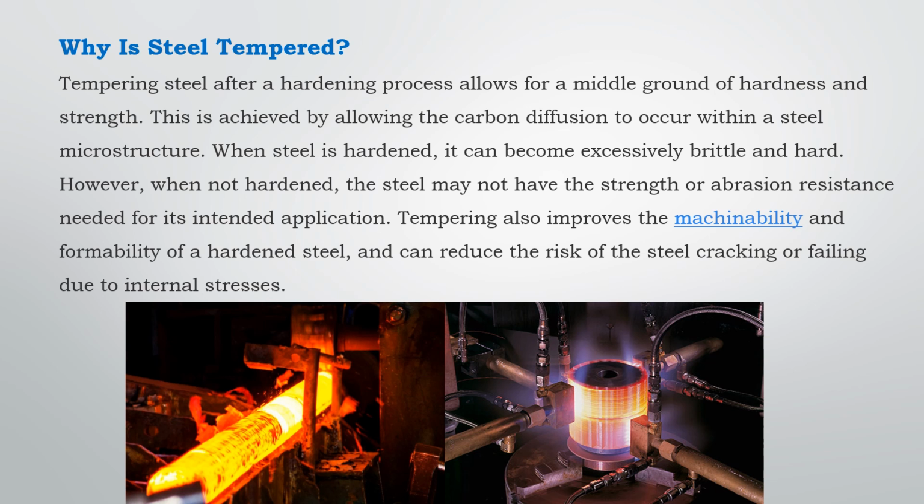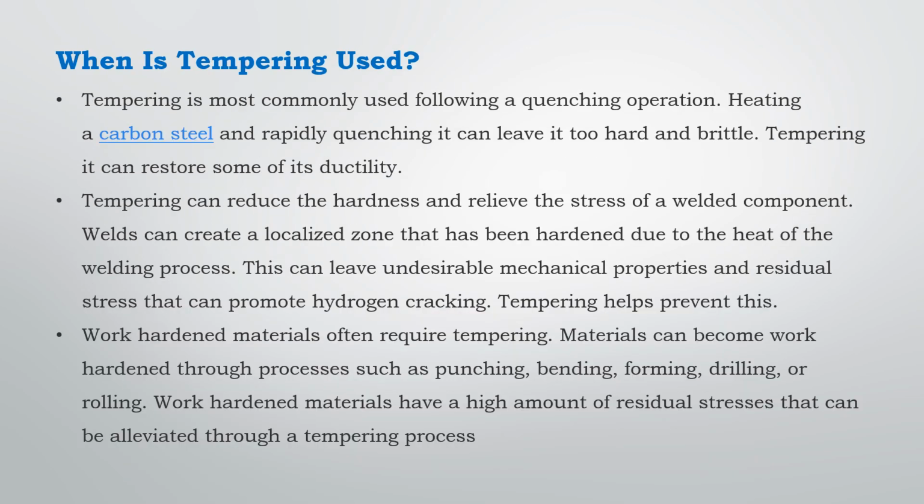Tempering also improves the machinability and formability of a hardened steel, and can reduce the risk of the steel cracking or failing due to internal stresses. Tempering is most commonly used following a quenching operation. Heating a carbon steel and rapidly quenching it can leave it too hard and brittle. Tempering it can restore some of its ductility.